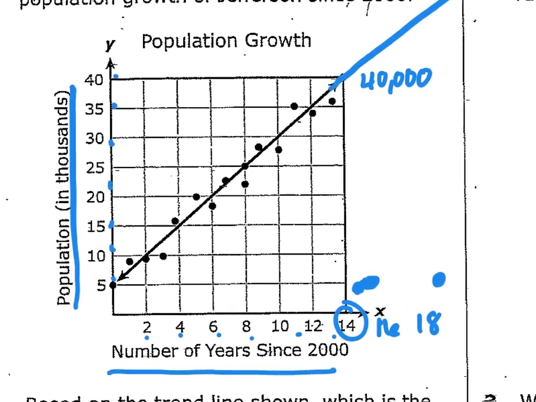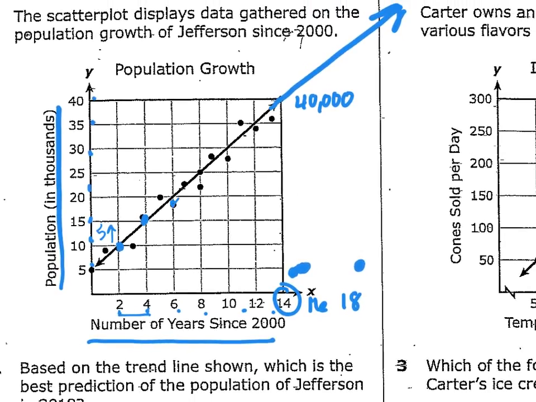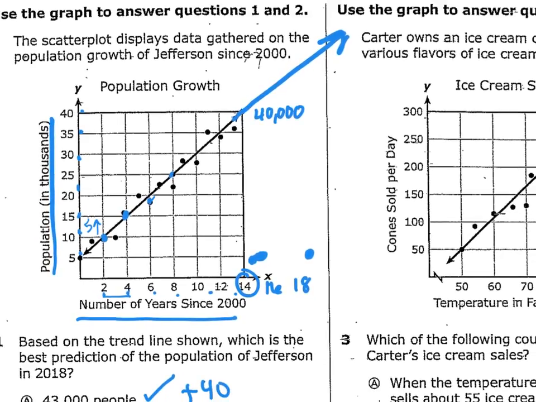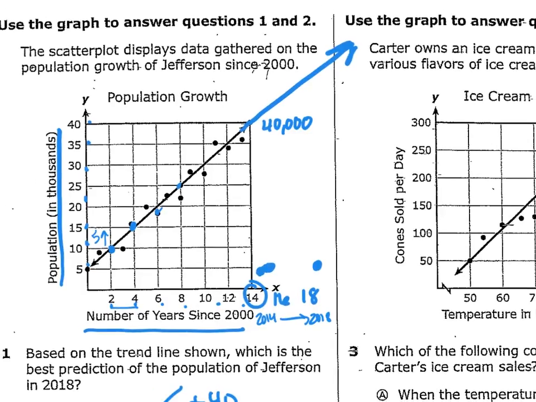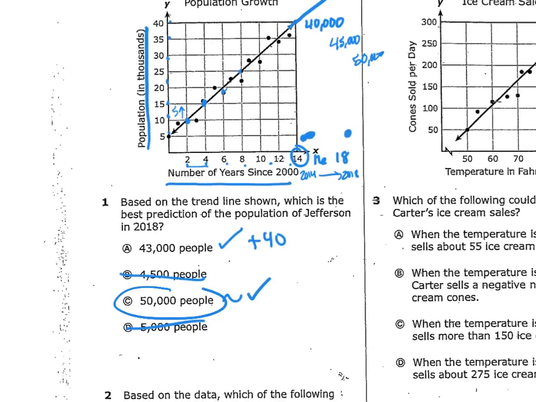Okay, so it looks like for every 2 years, it increases about 5,000 people. So if we go from 2014 to 2018, in 2014 there's about 40,000 people. That means in 2016 there would be about 45,000 people, and so then in 2018 there would have to be about 50,000 people. So C.